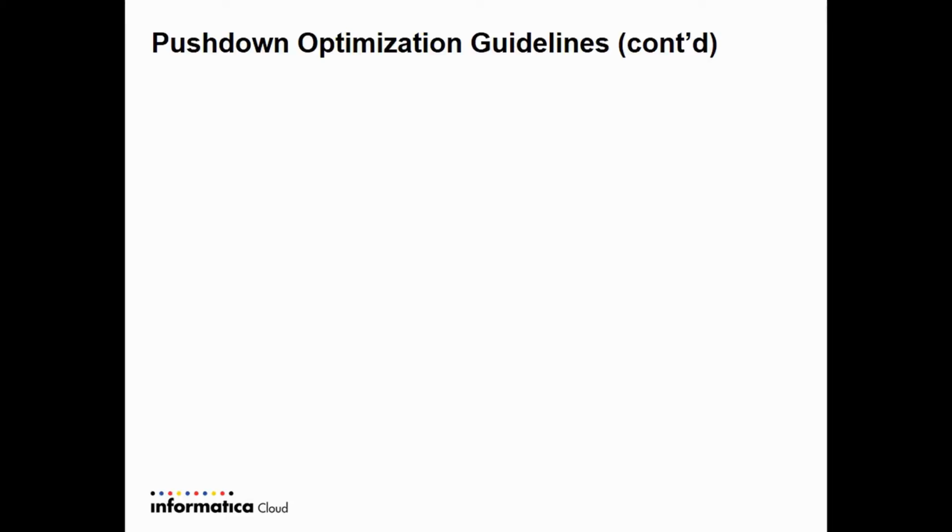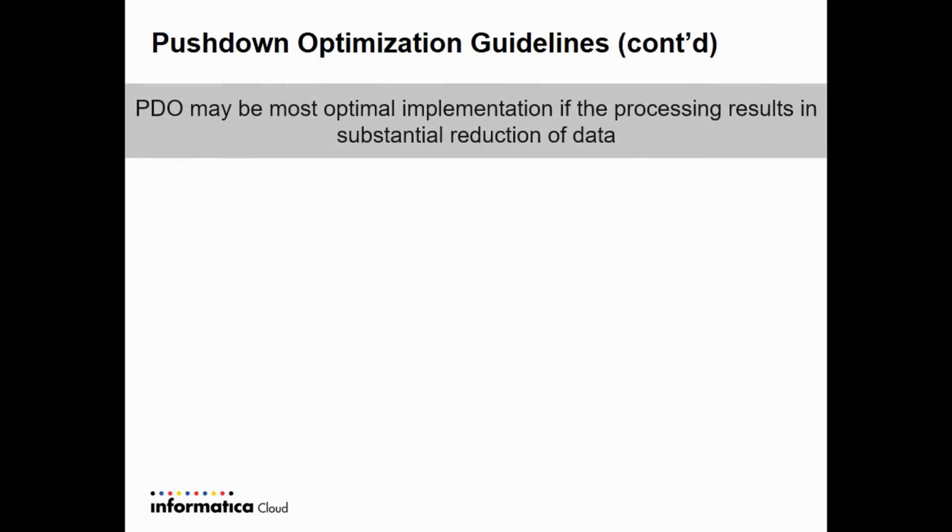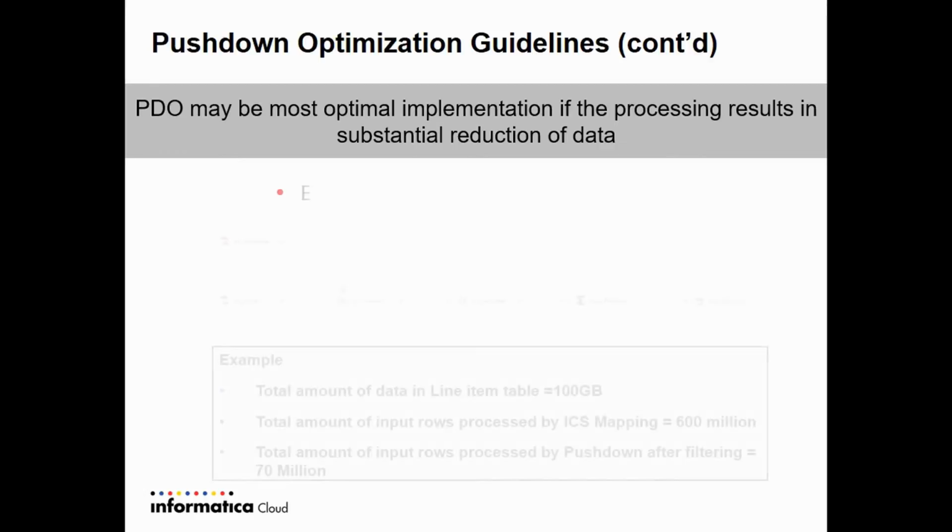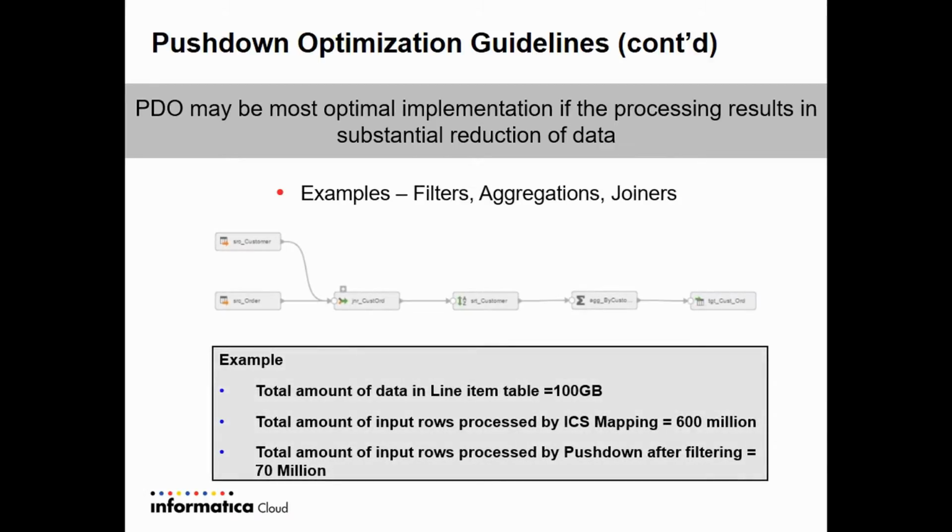If a substantial amount of data can be reduced using transformations like filters, aggregations, and joiners, PDO may be the most optimal implementation. For example, if the total amount of data in a table, say, lineitem, equals 100 GB, the total number of input rows processed by the ICS mapping equals 600 million. Let's say that the total number of input rows processed by pushdown after filtering is 70 million. In such a case, PDO may be the most optimal implementation.